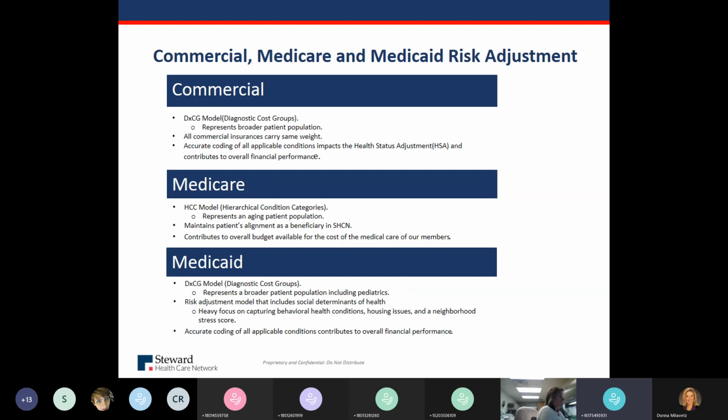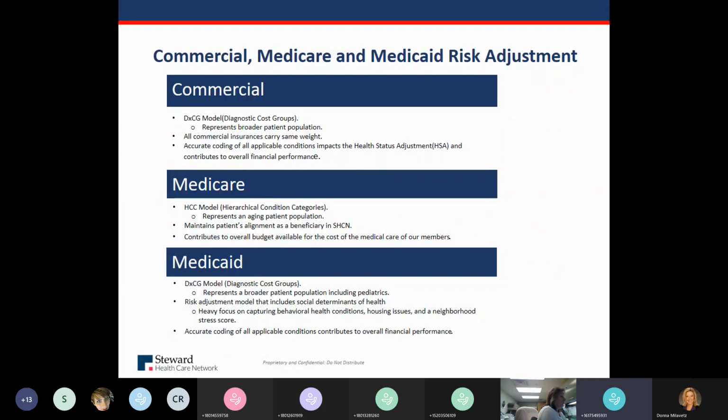So these are our risk contracts. We have commercial, we have Medicare, which includes Medicare Advantage, and we have Medicaid risk contracts. The Medicare risk contract, which many of you may already be aware of, is an HCC model, and that has been contributing to the overall budget within Medicare Advantage since the early to mid 2000s.